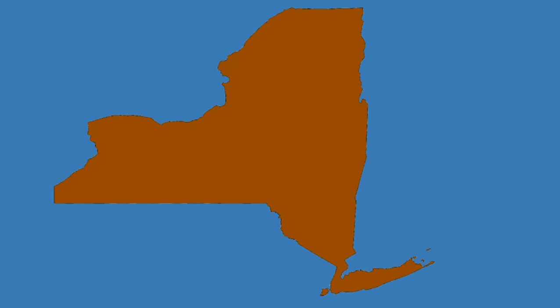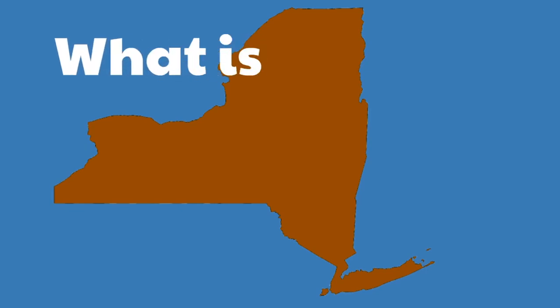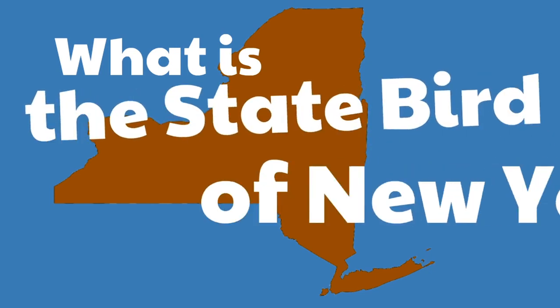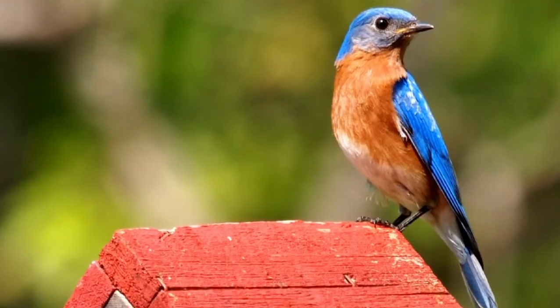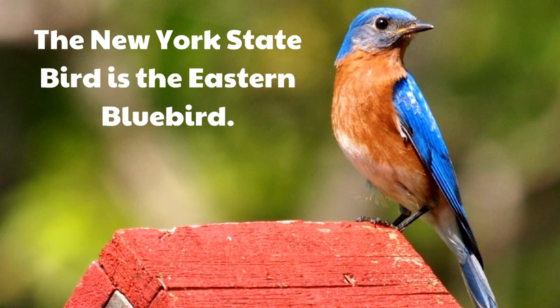Alright, here's our final fact. What is the state bird of New York? That's a wonderful question. The New York state bird is the eastern bluebird. The eastern bluebird is a small bird that loves open areas like orchards, farmlands, and woodlands. You don't see a lot of eastern bluebirds in New York City, but they are the state bird of the state of New York because there are so many eastern bluebirds in other parts of the state.